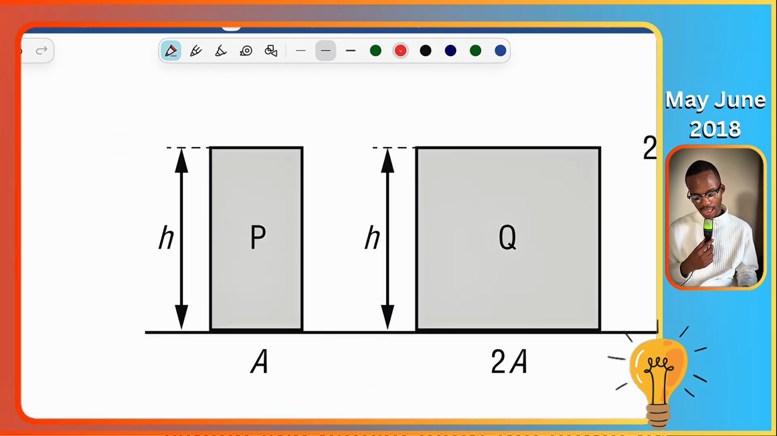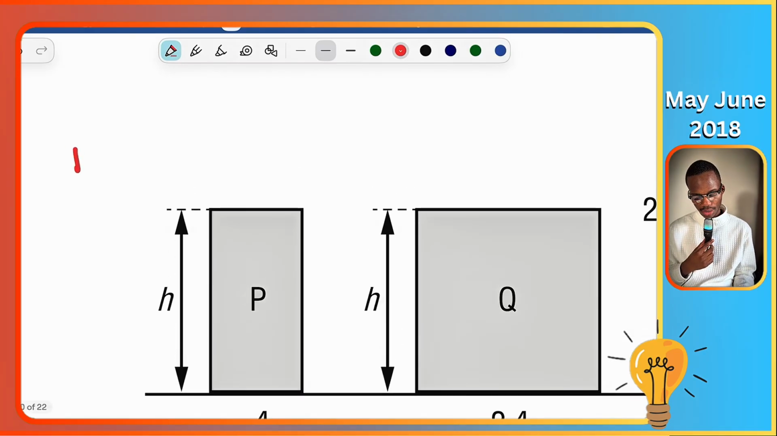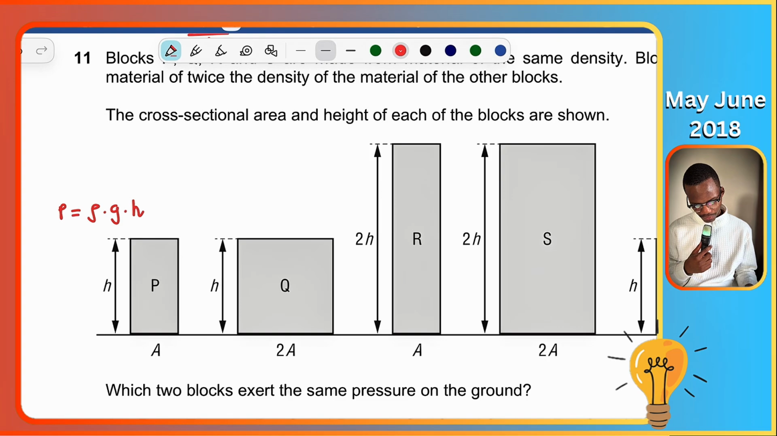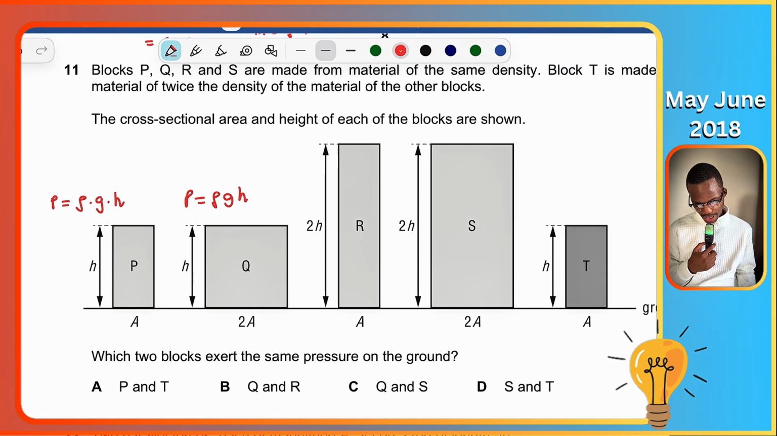So if we start with P, you're going to have a particular area and a particular height. So the pressure for this one is going to be the density times g times h. If you look at Q, we're going to have the pressure being equal to rho g h. So P and Q have the same pressure, but we don't have that as an answer, which is terrible.